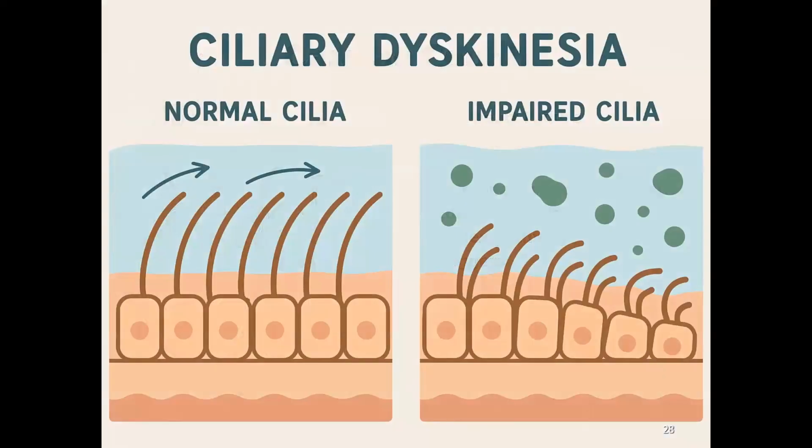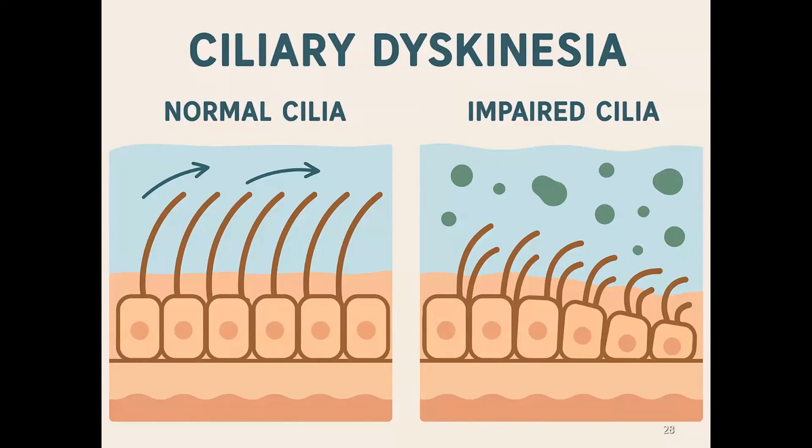Ciliary dyskinesia, also called primary ciliary dyskinesia, PCD, is a rare inherited disorder in which the tiny hair-like structures called cilia, found on the surface of the respiratory epithelial cells, do not function normally. Cilia line not only the respiratory tract, but also the sinuses, middle ear, and reproductive organs. Their coordinated wave-like motion helps to move mucus, bacteria, and debris out of the airways, keep the sinuses and ears clear, and support fertility by moving sperm and eggs. So in PCD, the cilia are structurally or functionally abnormal, leading to impaired mucociliary clearance.